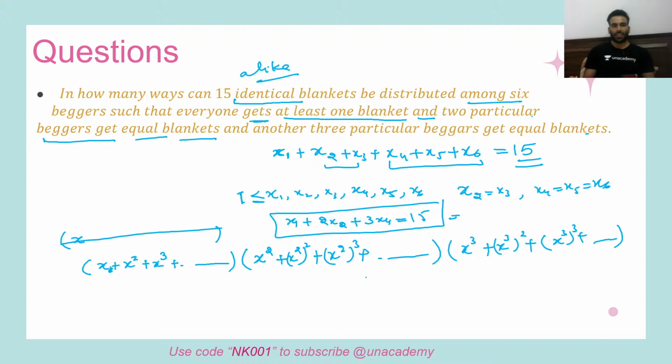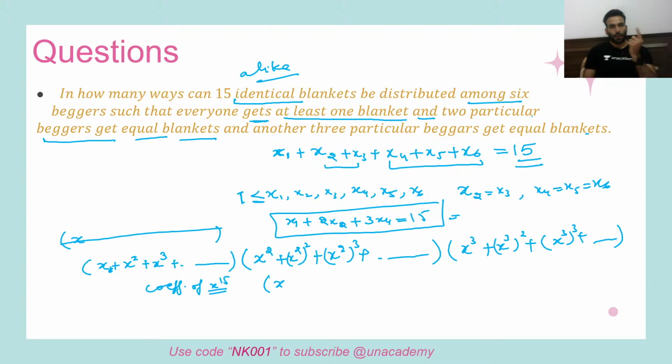Now for this expansion, what do we have to find? We have to find when we get x raised to 15. So basically we have to find the coefficient of x raised to 15. That is basically our main need. If we find that, that will be the total number of ways by which we can distribute the blankets. Okay. So let's do one thing. First, we'll just write these terms once again.